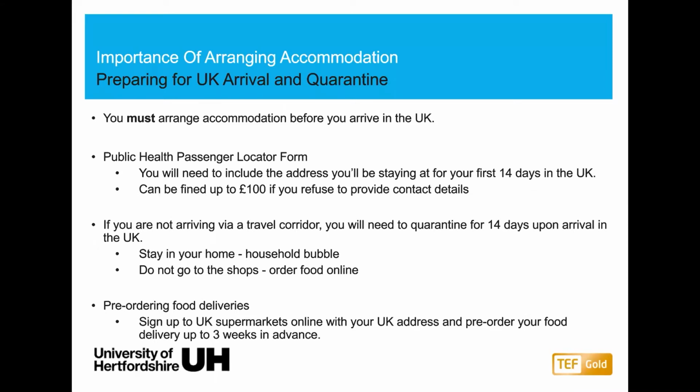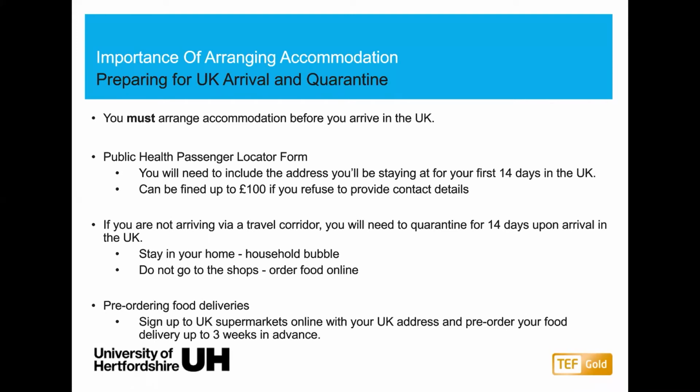On the passenger locator form, you need to include your address that you'll be staying at for at least your first 14 days in the UK. And if you refuse to provide the details, you could be fined up to £100. So as long as you've arranged your accommodation before you arrive in the UK, you'll be able to put that accommodation address on that passenger locator form. You won't be at risk of any fees. And also for peace of mind, you know that you've got somewhere to stay and it's all arranged, and then you can just relax when you get here, start your quarantine and start accessing your online learning materials as well.